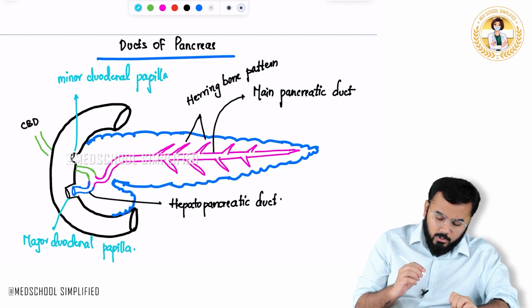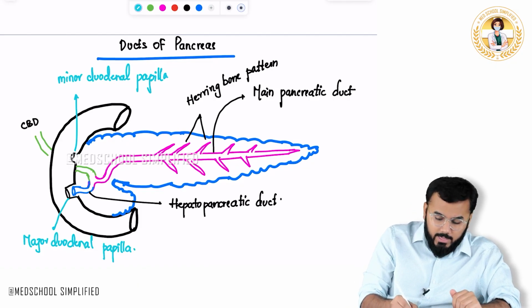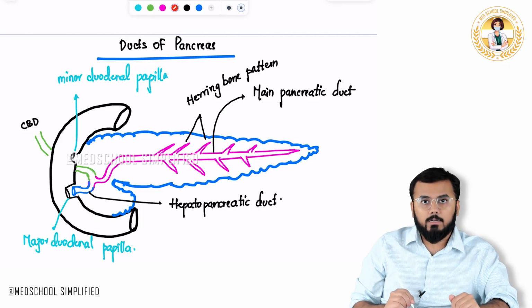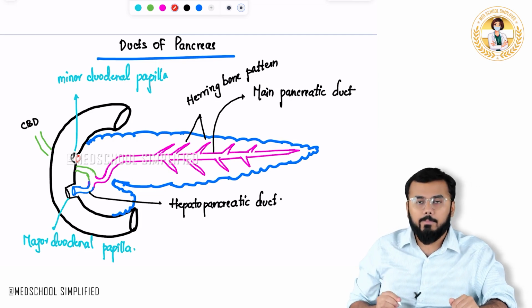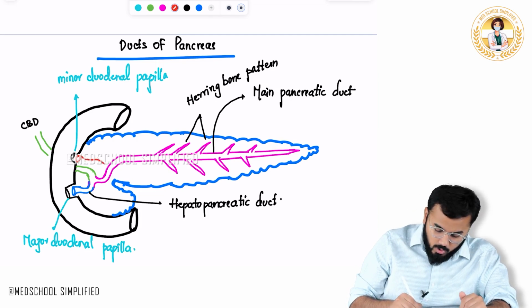Now look here very carefully. Here I am going to draw one more duct. Now this duct opens into what? This duct is opening into the minor duodenal papilla, and this duct comes all the way down like this.